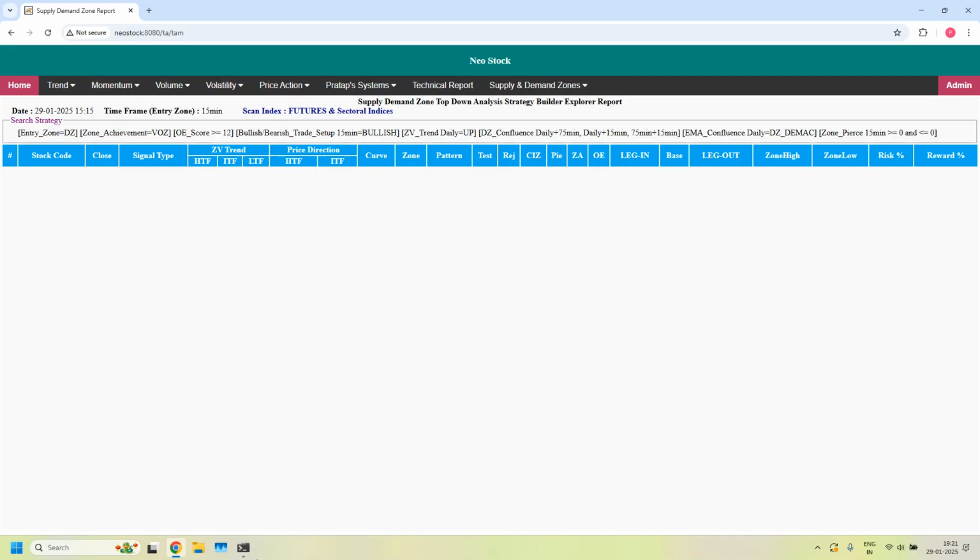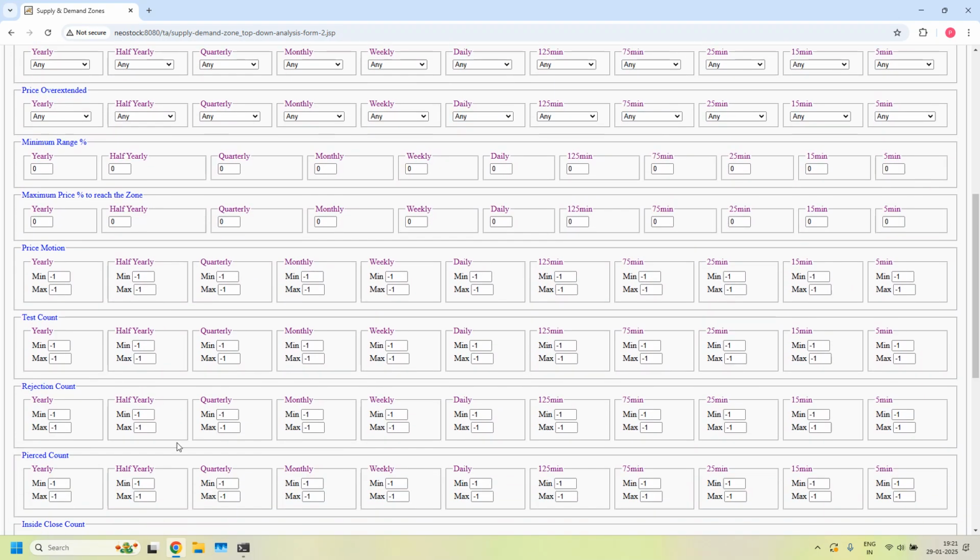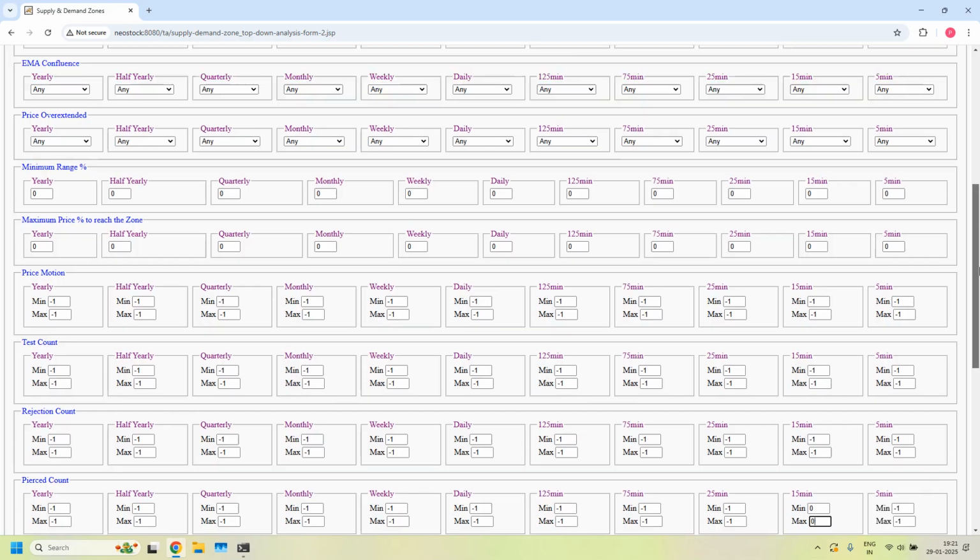Okay. Next we will look for the bearish trade setup, daily income trade. Entry time frame is 15 minutes. Entry zone is supply zone. In the bullish or bearish trade setup, at the entry time frame 15 minutes, I am selecting bearish. And for this 15 minute supply zone, we should set 3 filters. First filter is this 15 minute supply zone should not be pierced. So that's why in the pierced count parameter, at the 15 minutes entry time frame, I am setting minimum value 0, maximum value 0. That means the zone is not pierced.